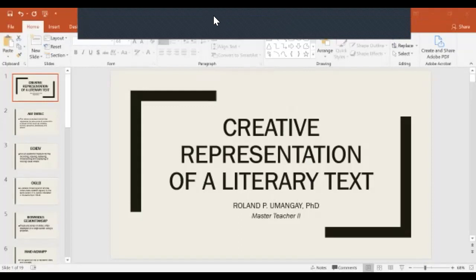So last meeting, we already discussed the different ICT tools that can be used to creatively represent a literary text. And I also believe that it's not only in my class that you have used all these ICT tools or software or applications. And also in our previous lesson, you already learned about the different multimedia formats that you can use to creatively understand, interpret, or share your ideas on different literary texts.